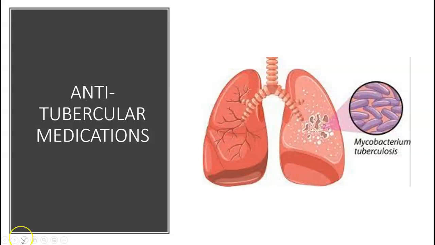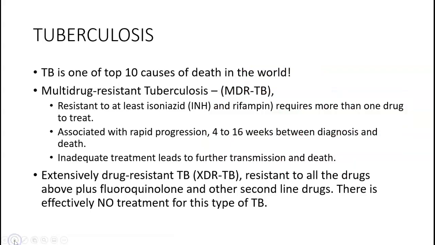Okay, anti-tuberculars. There's only a few of these and then we're done. So tuberculosis, it's one of the top 10 causes of death in the world. And we now have what's called multi-drug resistant tuberculosis. Tuberculosis is considered multi-drug resistant if it's resistant to at least isoniazid and rifampin, and requires more than one drug to treat.